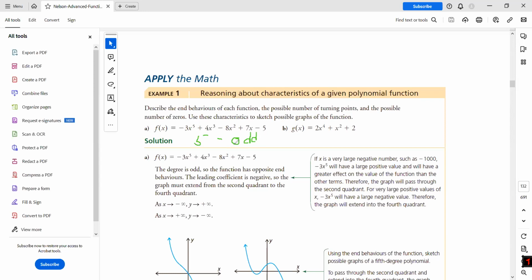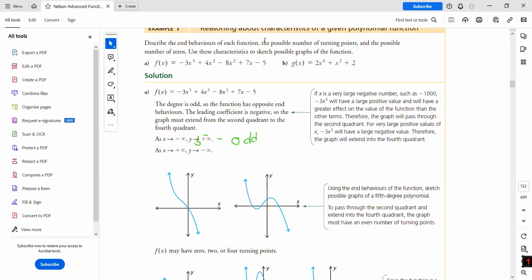The leading coefficient is negative, so the graph must extend from the second quadrant to the fourth quadrant, right? Because the leading coefficient is negative. If it wasn't, it would be from the left bottom to the right top corner, right? But since it's negative, the graph must extend from the second quadrant to the fourth quadrant.